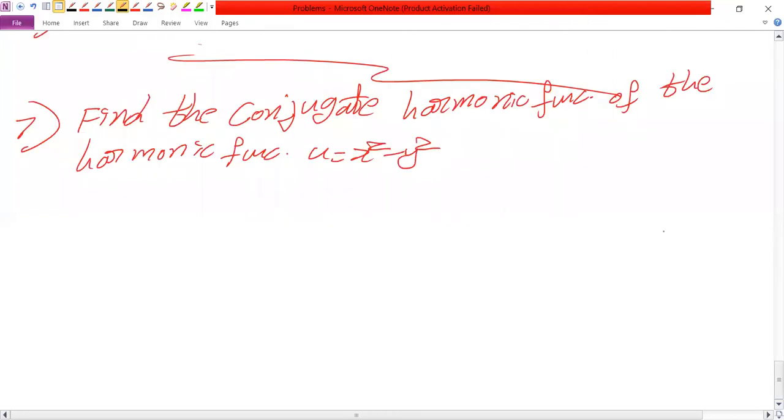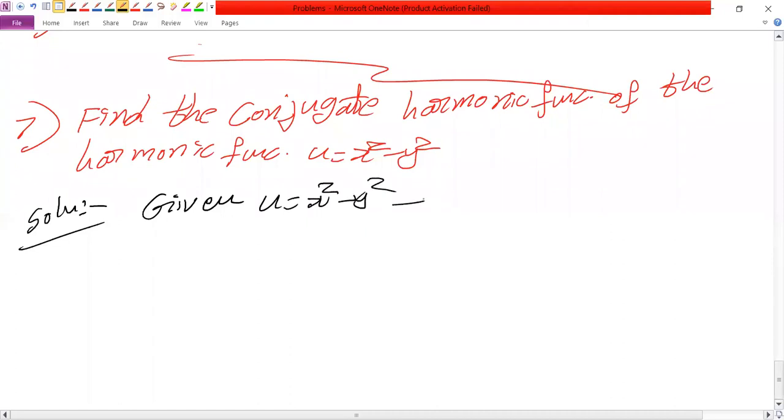So it is less than 1, 2, given u function. Solution: given u equals x square minus y square. Whenever they give us the u function, as I mentioned, find dou u by dou x and dou u by dou y. But here we are not finding the analytic function, we are finding the conjugate harmonic function. First let me check whether it is a harmonic function or not.